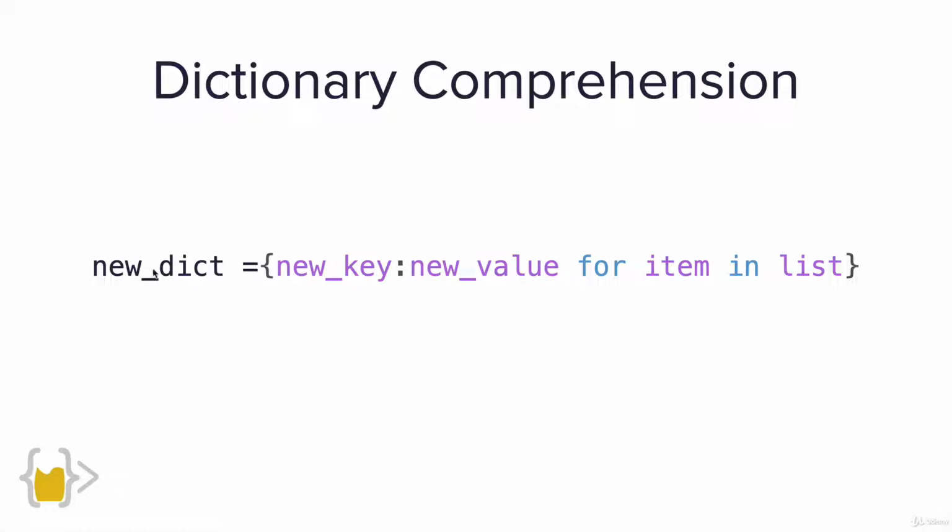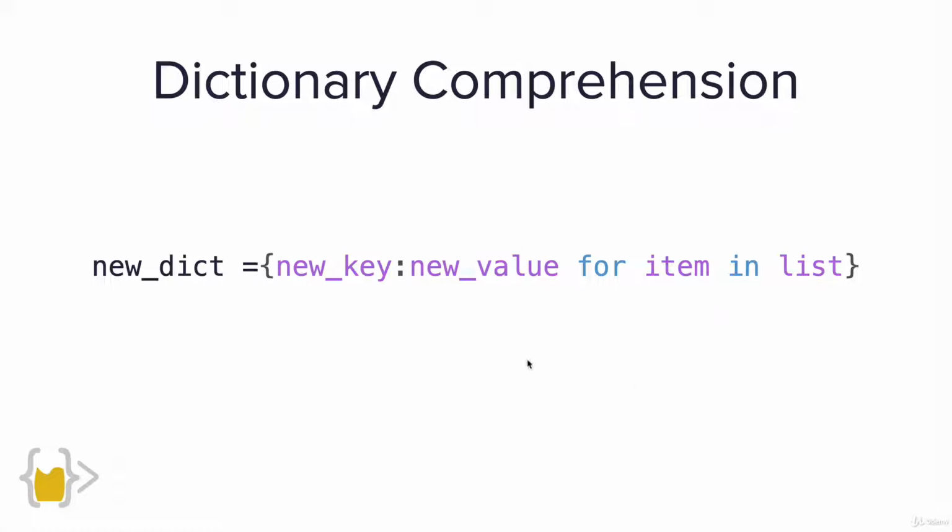We're going to create a new dictionary called newdict, and it's going to be created using curly brackets now instead of square brackets. And inside the comprehension, we get to set the new key, the new value, and we get to loop through items in a list. So any sort of iterable: a list, a range, a string, anything you want. And this is the simplest form of dictionary comprehension. Now, remember that a dictionary comprehension is just a way of creating a dictionary using this shortened syntax.